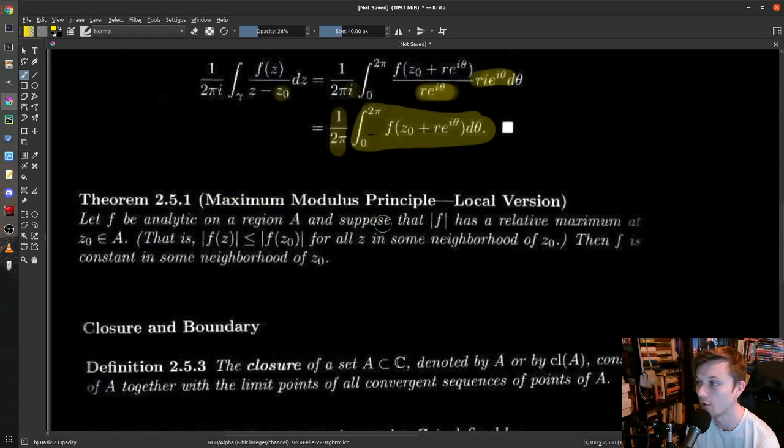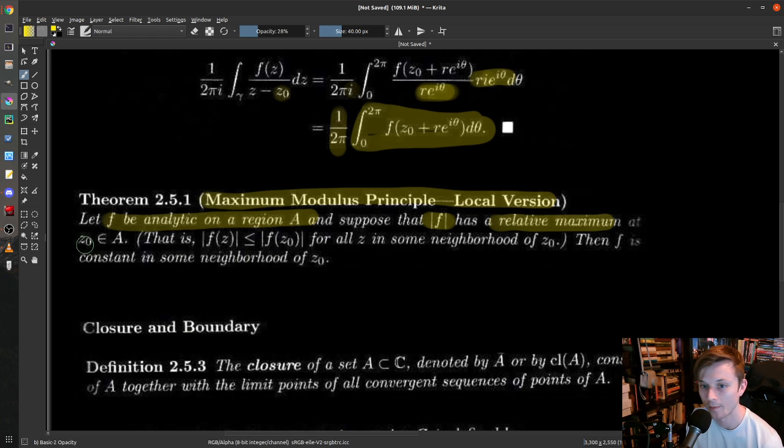So the local version of the maximum modulus principle says that if you've got an analytic function f on a region A, and f in modulus has a relative maximum at some point z naught in A, that is, the modulus of f of z is less than the modulus of f of z naught for all z in some neighborhood of z naught, so everything nearby in modulus is smaller, or at least not bigger, just like in Calc 1, then f is constant in some neighborhood of z naught.